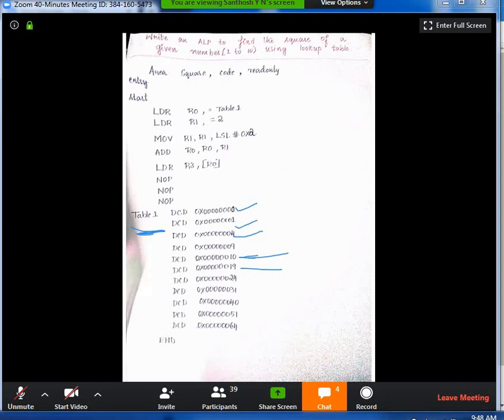Instead of 25, I am writing 19. You have to convert it to hexadecimal. It is the same for everything else. Okay. All these are the squares of the numbers from 0 to 10. That's what they have given here. That's what they have given in the program. That is 1 to 10.